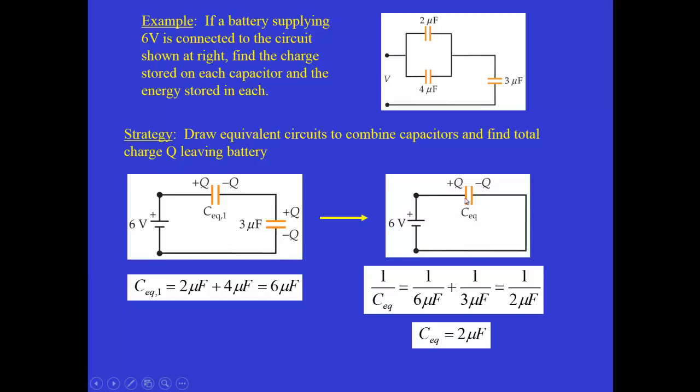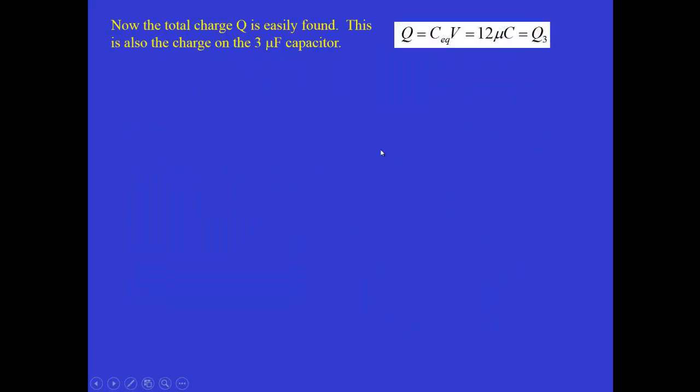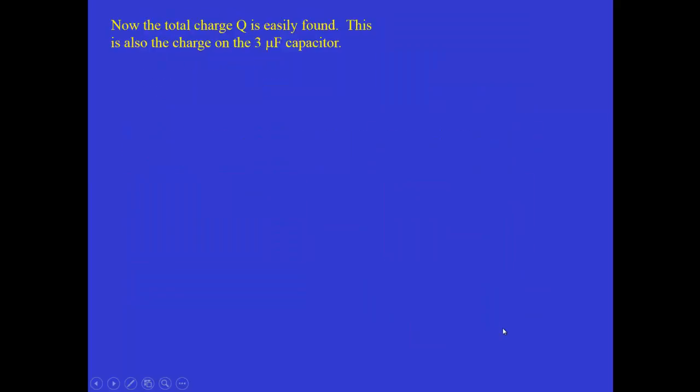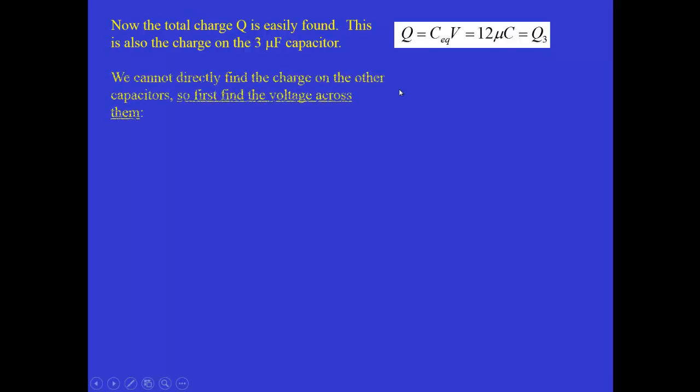Now we can find the total charge Q out of the battery, and notice that the total charge that comes out of the battery is also the charge that's on the 3 microfarad capacitor, like we showed in this sketch. So that's an easy calculation. Q is equal to C equivalent times V, where V is the voltage of the entire battery. Let's go back and take a quick look at that. We said the battery had a 6-volt potential difference across it. And so 2, which is the equivalent capacitance, times 6 is 12. And that gives us the charge Q3, which is also the total charge coming out of the battery.